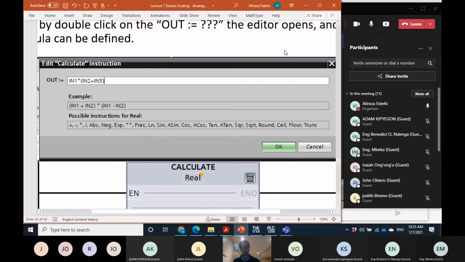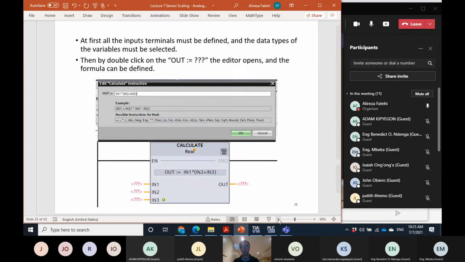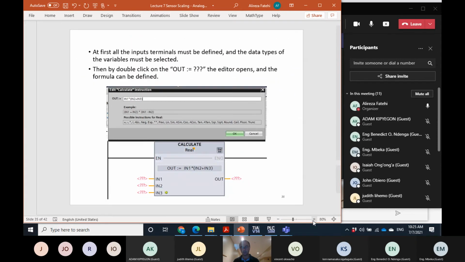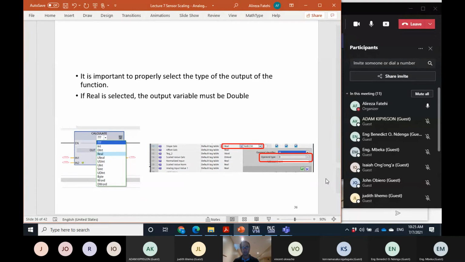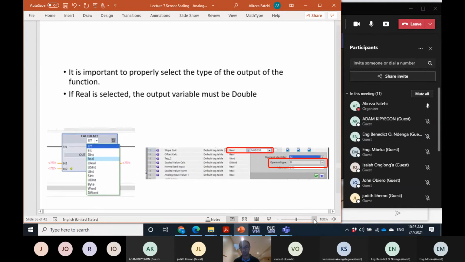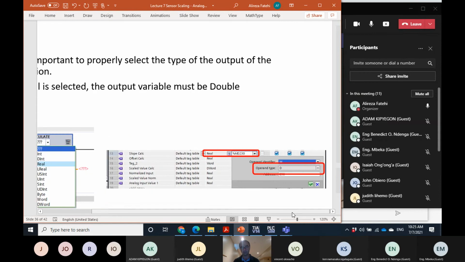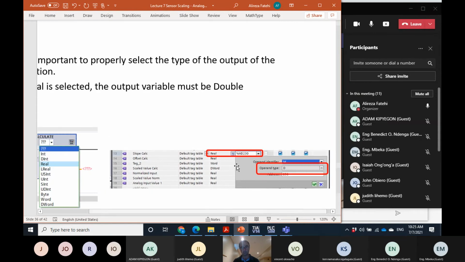So let's implement the scale function this time with this calculate. To do that, again, you should select the type of the variable. If it is real, it should be double. This is something we have already discussed. So if the type of the variable is going to be real, please notice it should be a double word.